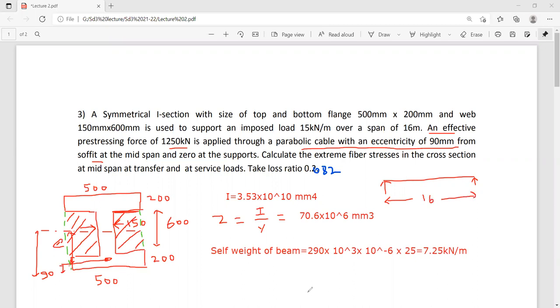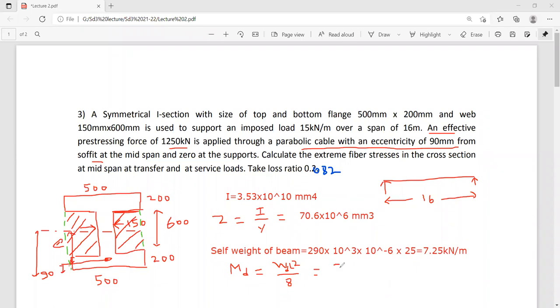So we need to find the bending moment for dead load as well as due to total loading. First, you find the bending moment due to dead load, denoted MD. The beam is simply supported, so the maximum bending moment is WL squared by 8. We denote W as WD, the weight due to dead load.